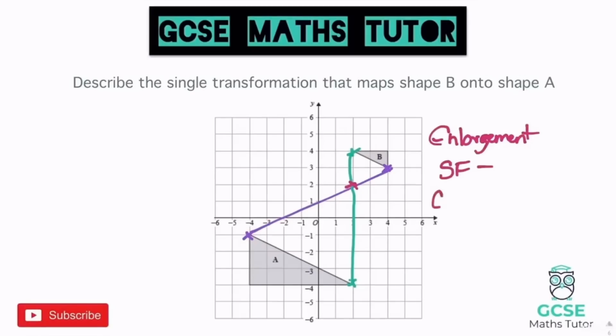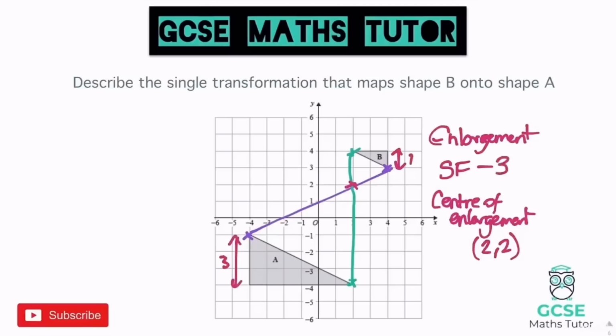And I know where the centre of enlargement is. So centre of enlargement. And we just write down what that coordinate is, and it's 2, 2. Now to count that scale factor, we're just going to count this side here maybe, and this side here, and just see how much bigger it's got. So that's gone from a length of 1 to a length of 3, so that is a -3 scale factor. So it's an enlargement, scale factor -3, centre of enlargement 2, 2.